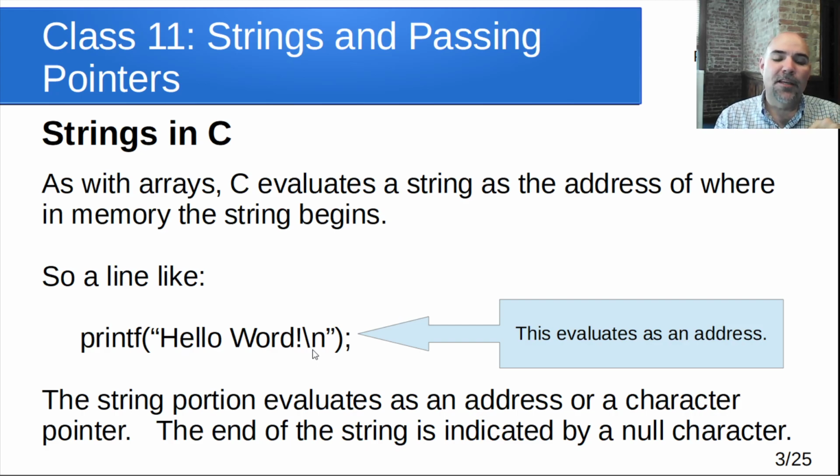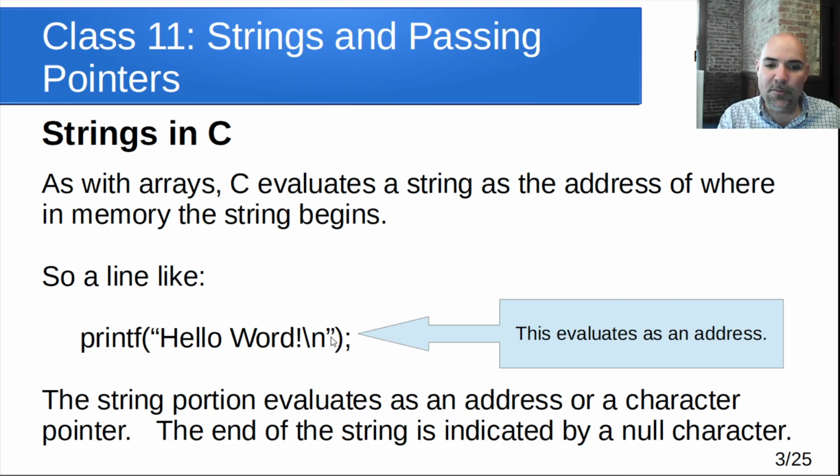The other part of that is, since it just evaluates as where it starts, there needs to be some way to tell when it ends. And the way that is done is by having what's called a null terminated string. In other words, the end of the string is indicated by a null character. And the null character in ASCII is character 0, meaning all 8 bits are off. That means this is the end of that string. So it starts at this address and it runs up through wherever the null character is.